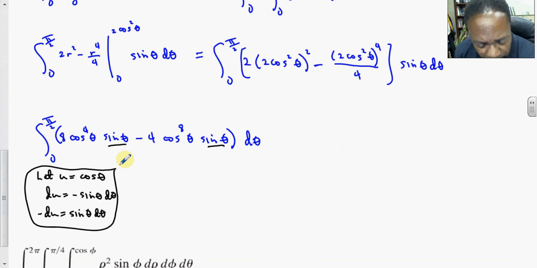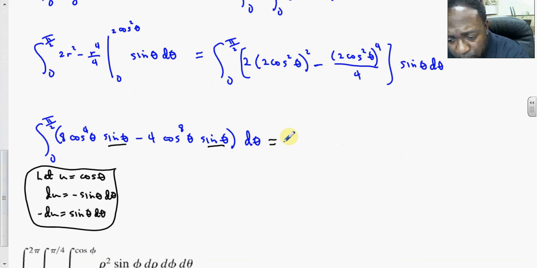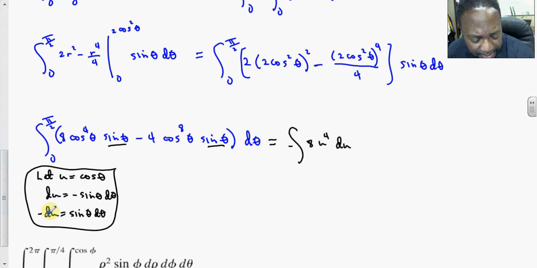Took my sines and put them in a bag. Now let's see, what do we have? Let's write this as two integrals, if you will. So this is the integral of negative 8 u to the 4th du. Negative du represents that sine theta d theta.